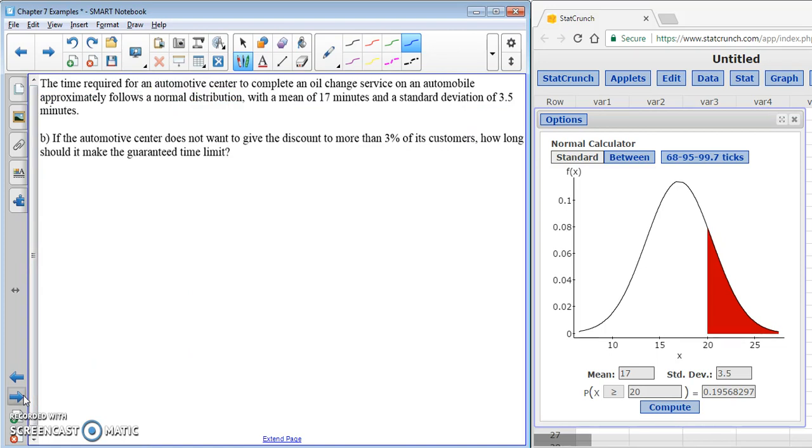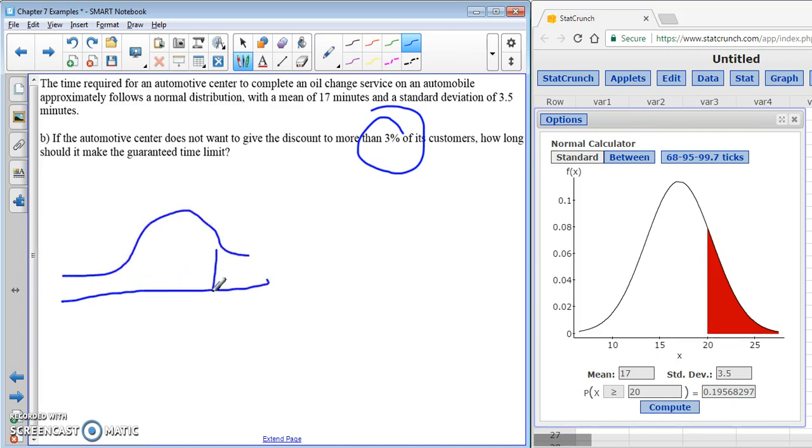So if the automotive center does not want to give the discount to more than 3% of its customers, seems more reasonable, how long should it make the guaranteed time limit? So now we know the probability or the area, in this case the percentage, and we're looking for the value, right? So now we don't want to give it to more than 3%. So we know that this area here is 3%, and we're trying to find that cutoff point.